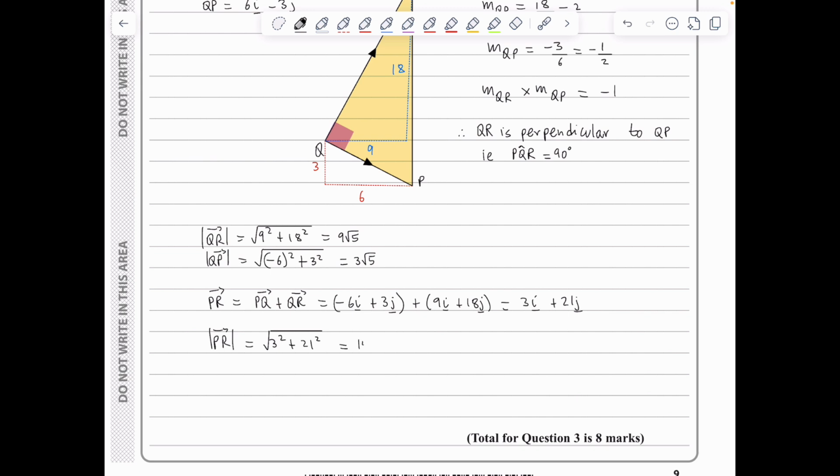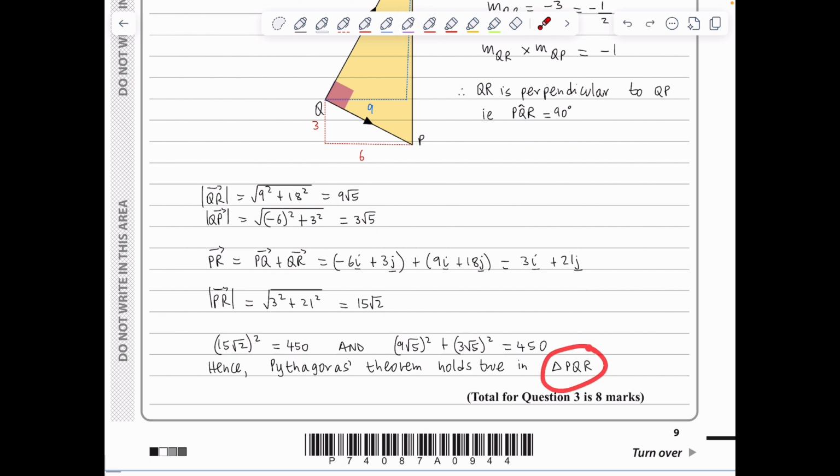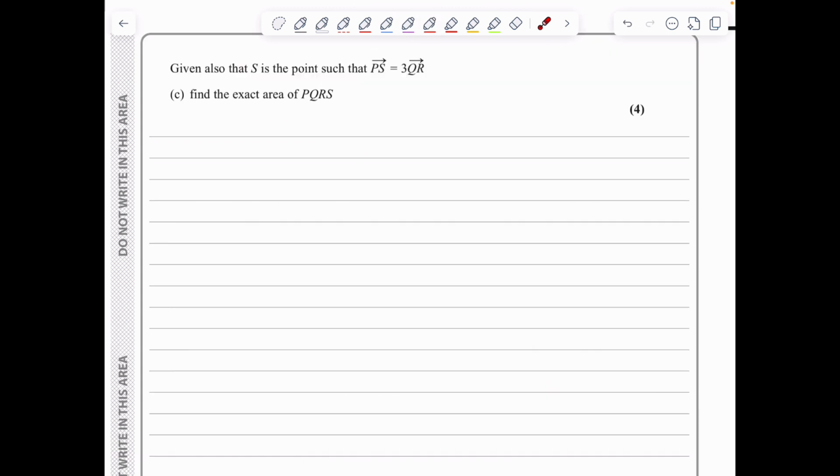This gives an answer of 15 root 2, and we observe that 15 root 2 raised to the power of 2, this is the hypotenuse of the triangle, gives an answer of 450. And at the same time, if I consider QR squared and QP squared, we're looking at 9 root 5 squared plus 3 root 5 squared, which also gives an answer of 450. And therefore we conclude that Pythagoras' theorem holds true in the triangle PQR, which simply means that the angle PQR is 90 degrees.